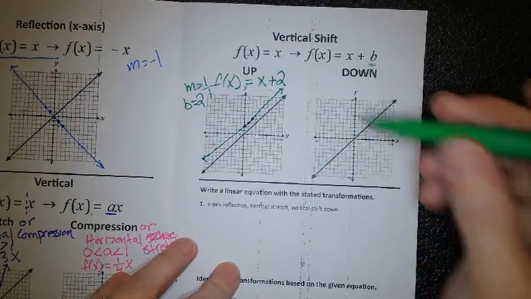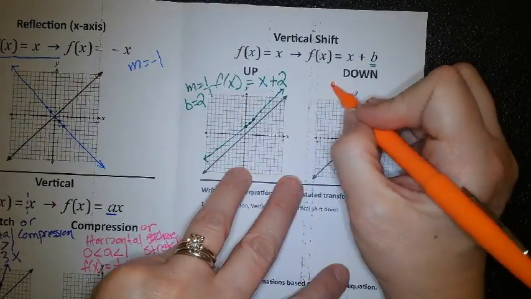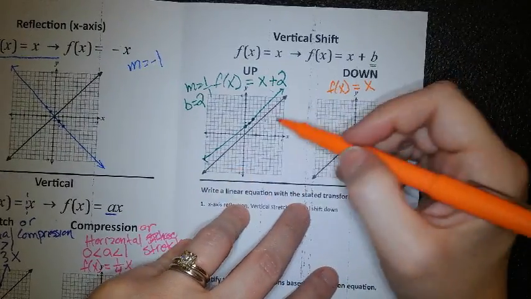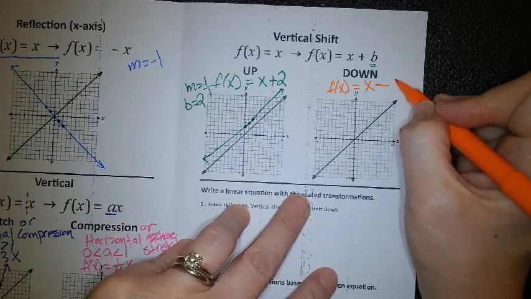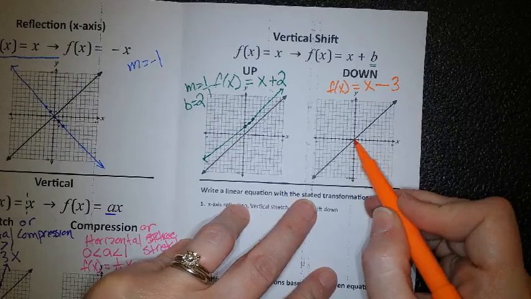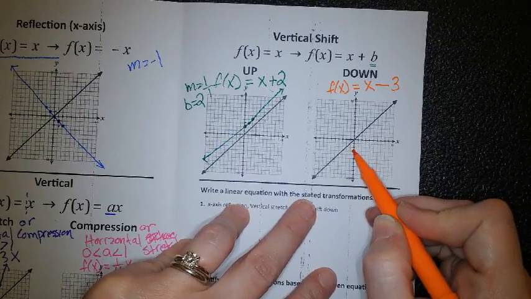So maybe I don't want to shift it up. Maybe I want to shift my line down. So I could take my parent function, and guess what? Instead of adding a value, maybe I want to subtract a value. Maybe I want to move it down 3 units. So instead of the y-intercept being at 0, from there I will move it down 1, 2, 3 units.